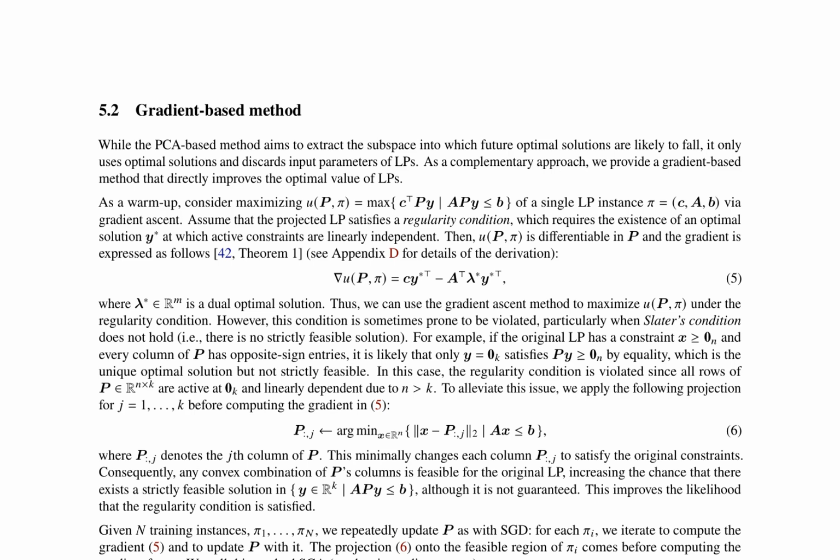The second approach employs a gradient-based method, directly improving the optimal value of LPs by maximizing a function using gradient ascent. This approach requires a regularity condition, ensuring the existence of an optimal solution where active constraints are linearly independent.